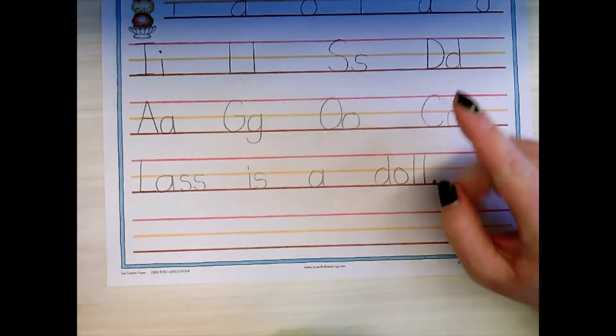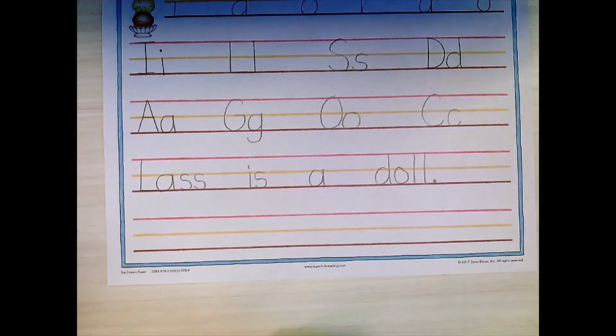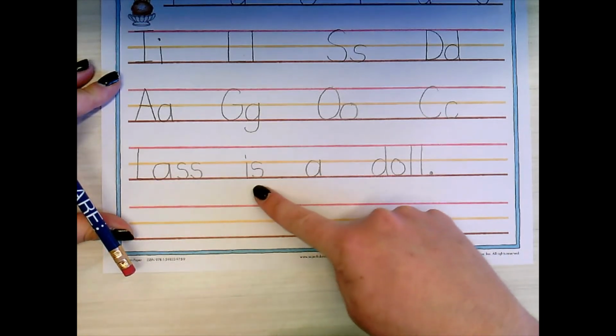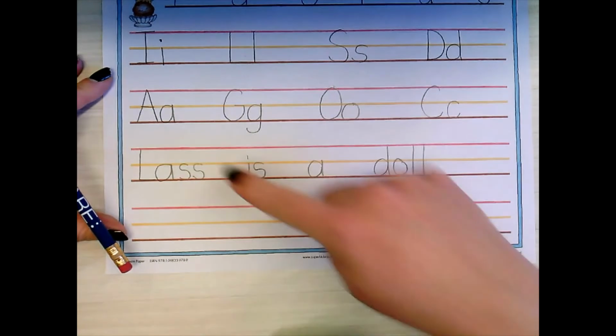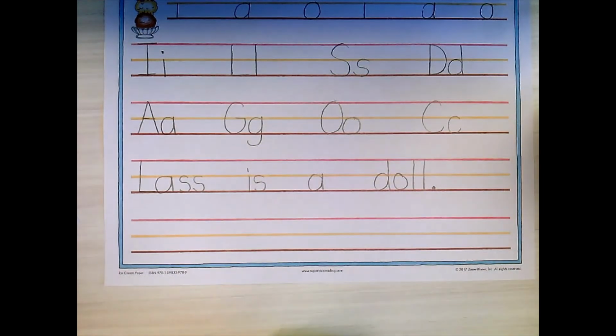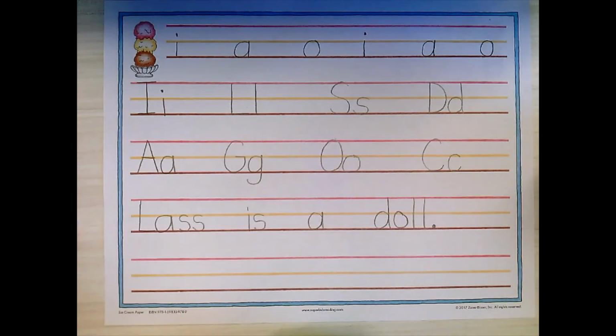Remember, the lion family, they're actually dolls, right? And Lily pretends that they're real. So this sentence is reminding us or telling us that Lass is a doll. So you should write this sentence and then you should read the sentence on your own. And that's all we're going to do for daily routines.